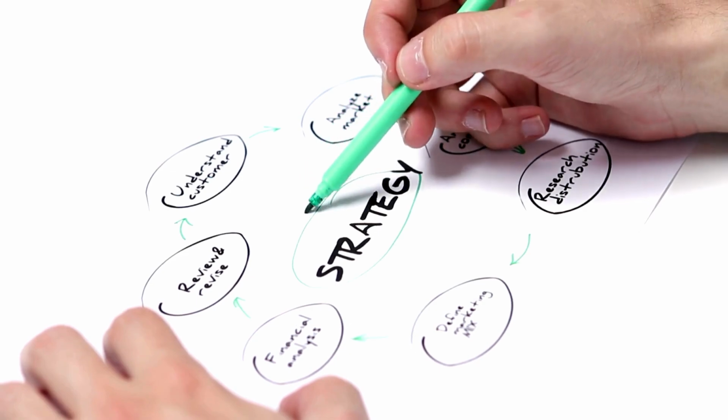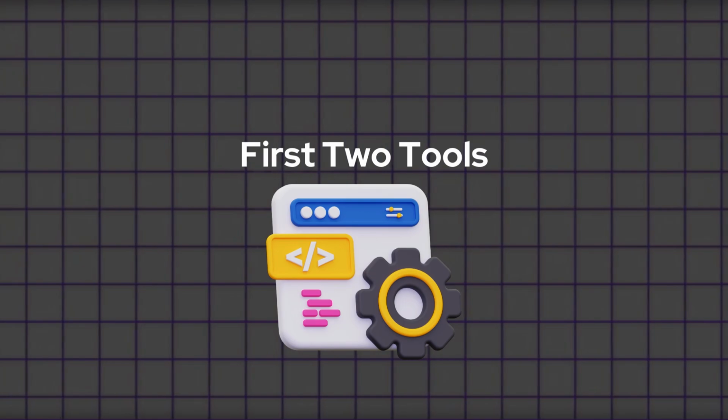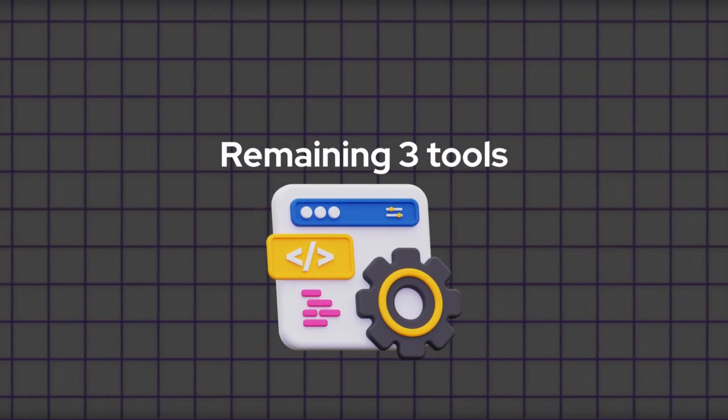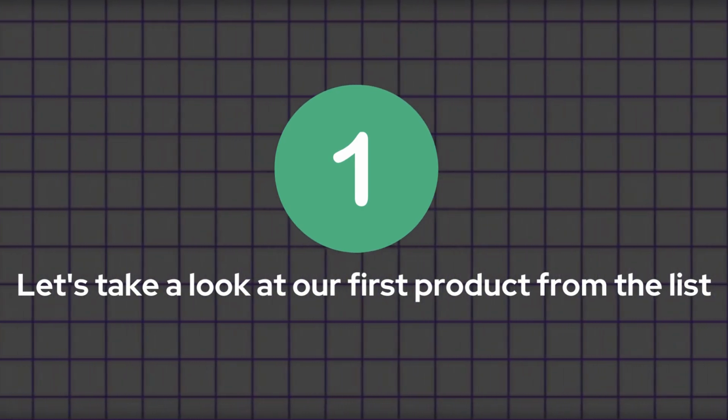So let's kick things off by discussing my results with the first 2 products I've been promoting. After that, I'll introduce you to the remaining 3 AI products on the list that you can also promote to earn some income. Sounds good? Let's get started. Let's take a look at our first product from the list.